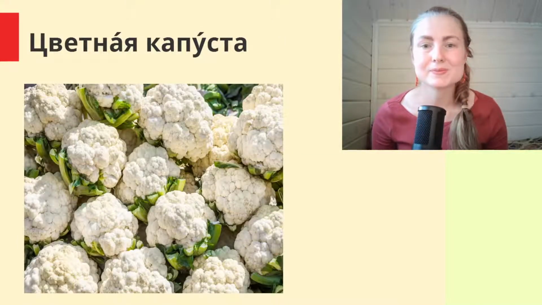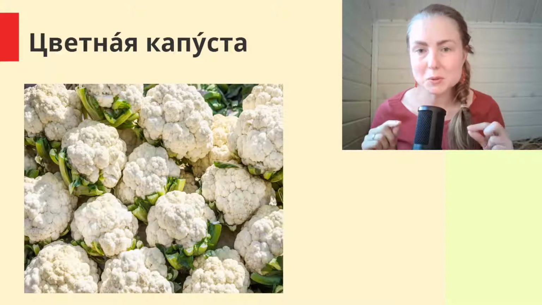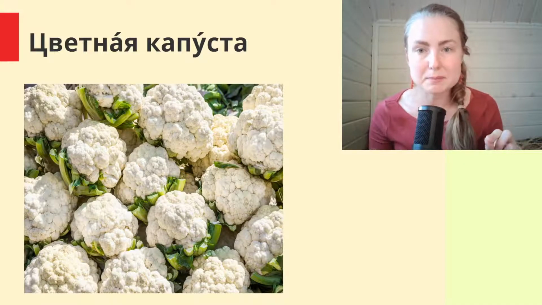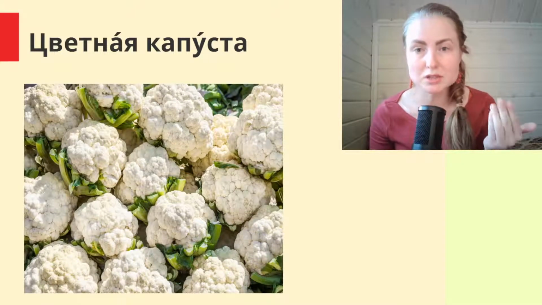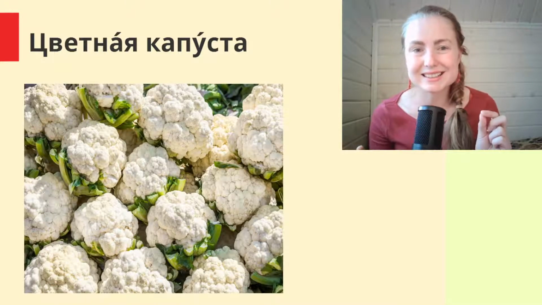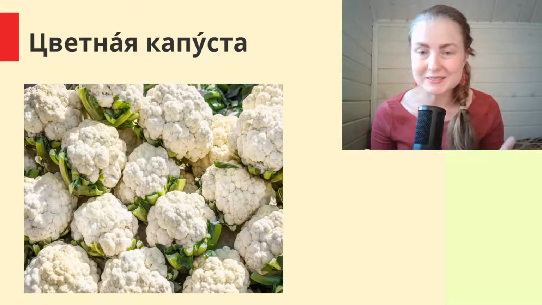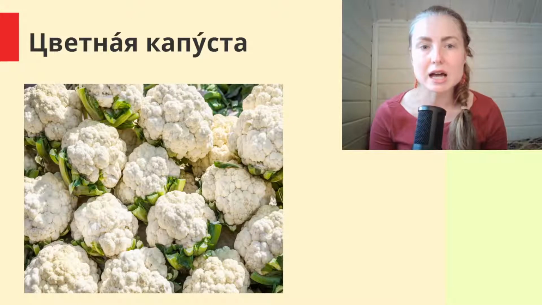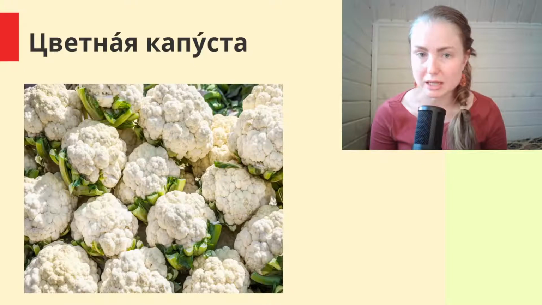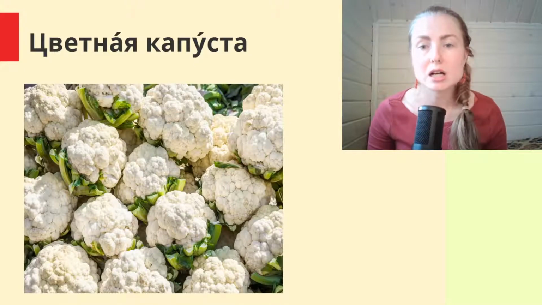Хорошо. Next word is цветная капуста. If we translate this word one by one, цветная means colored, капуста cabbage. So colored cabbage. You understand, right? It means cauliflower. Цветная капуста in Russian, like colored cabbage. This word is also an uncountable noun. We have only the singular form in the Russian language.